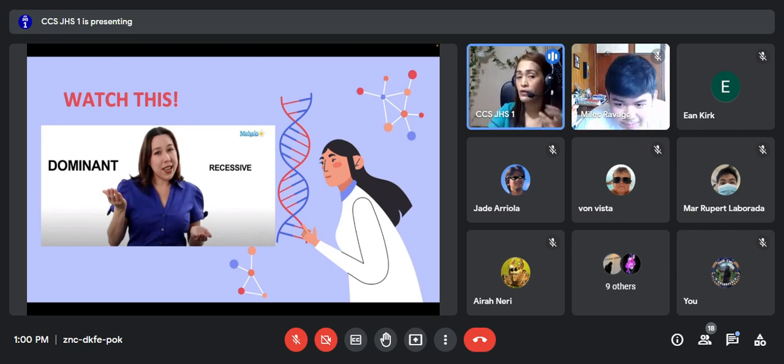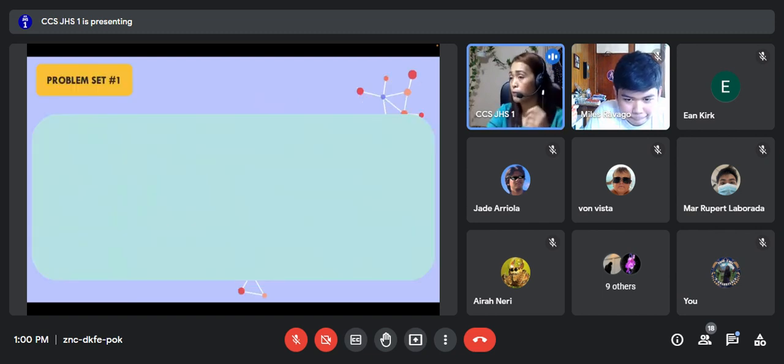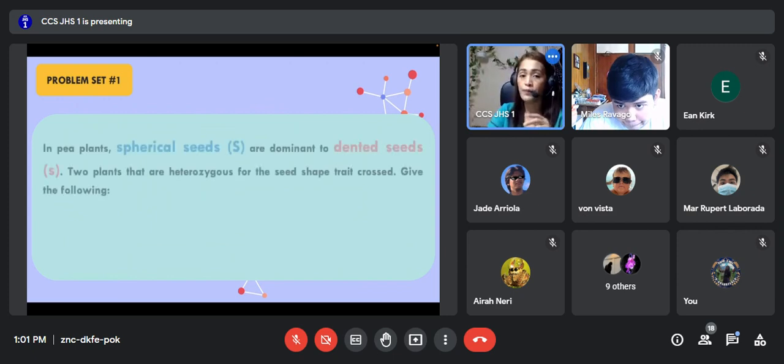Okay? So it talks about dominant and recessive. I believe I already explained this one. So let's try using the concept of Mendelian genetics in terms of answering a certain problem set. The problem set is actually available also on our module, so you can revisit it later on.